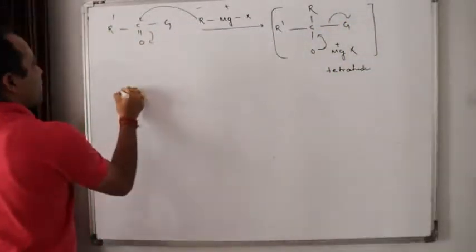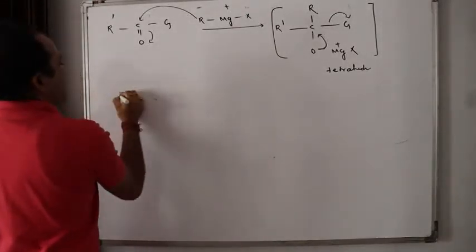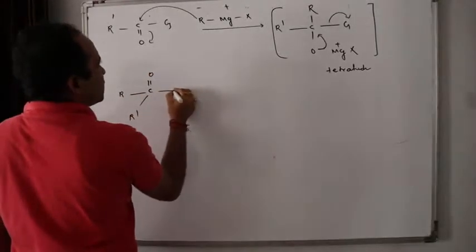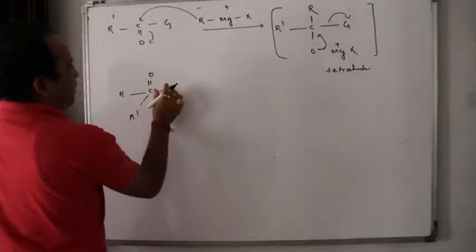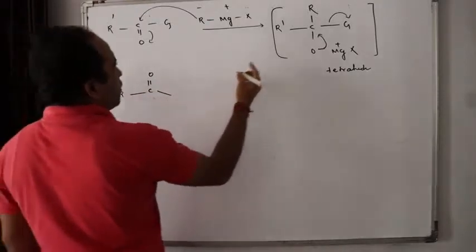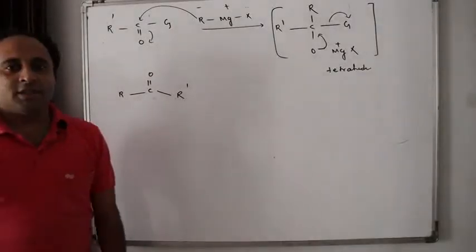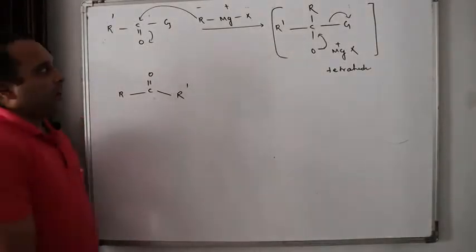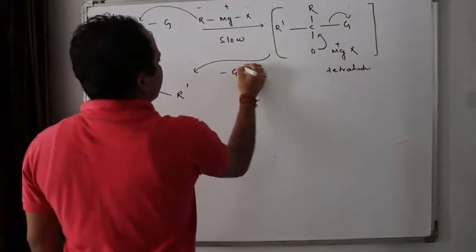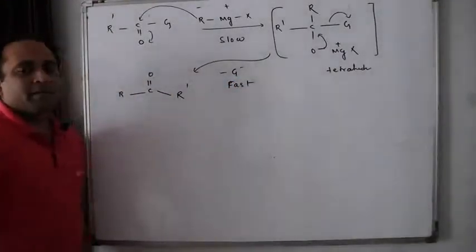So what is formed here? R' C double bond O R. I can write it like this, R C double bond O R'. Isn't it? Now is it easy for you to understand? Yes or no? And this is the slow step, while formation of G minus is the fast step. Okay, is this the product formed?